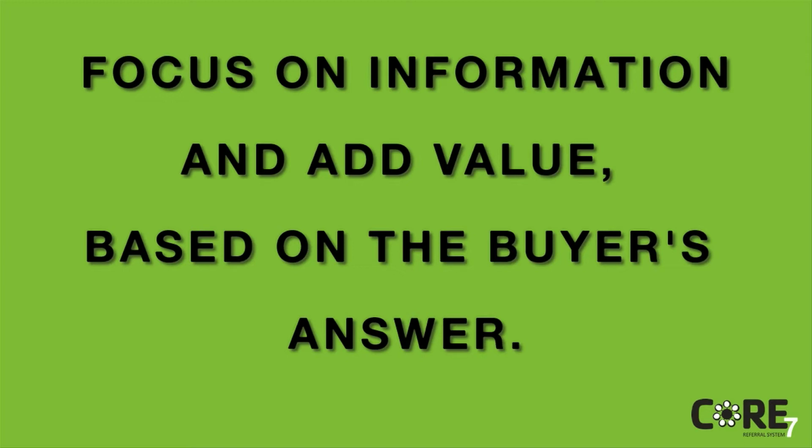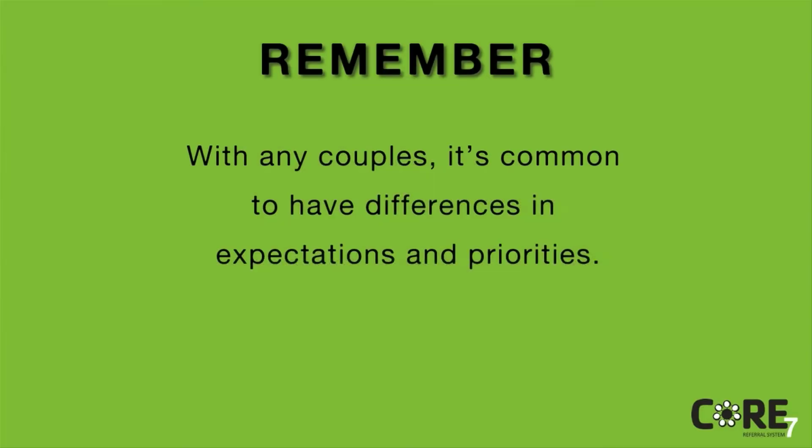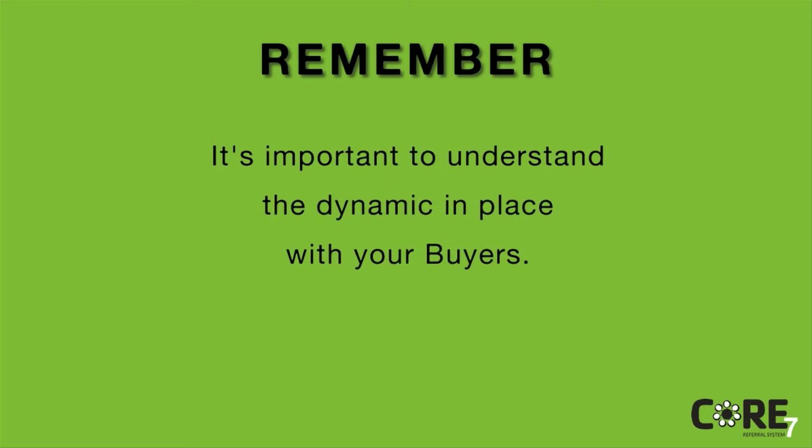For example, one spouse may want a house that needs some renovations, while the other wants everything in place so they can just move in and unpack. You can have different types of couples as clients: married couples, unmarried couples, engaged couples, pre-engaged couples, dating couples, friends, and business partners. With any couple in a life partnership, it's common to have differences in expectations and priorities. For this reason, it's important that you understand the exact dynamic you're dealing with.